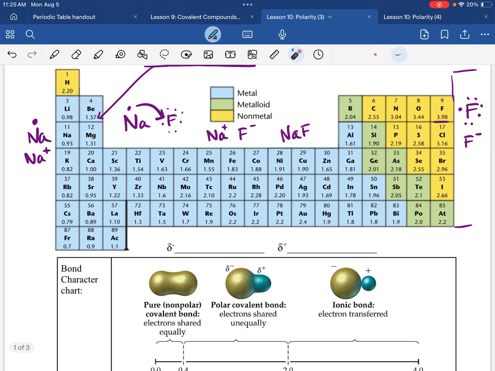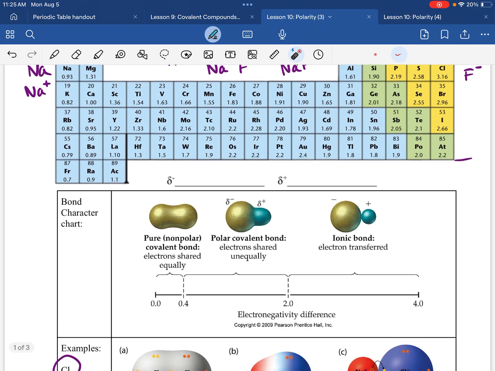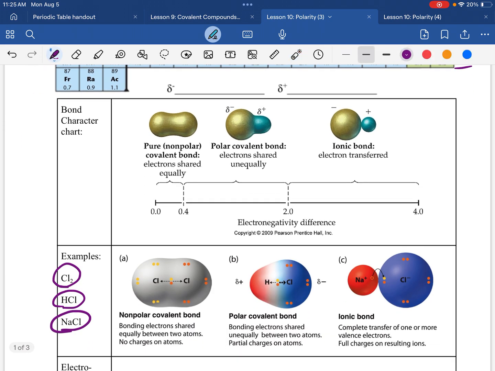So let's look at the numbers. How would we use these numbers on the chart? So going up here, we're going to find chlorine. Here's chlorine. Chlorine's electronegativity value is 3.16.